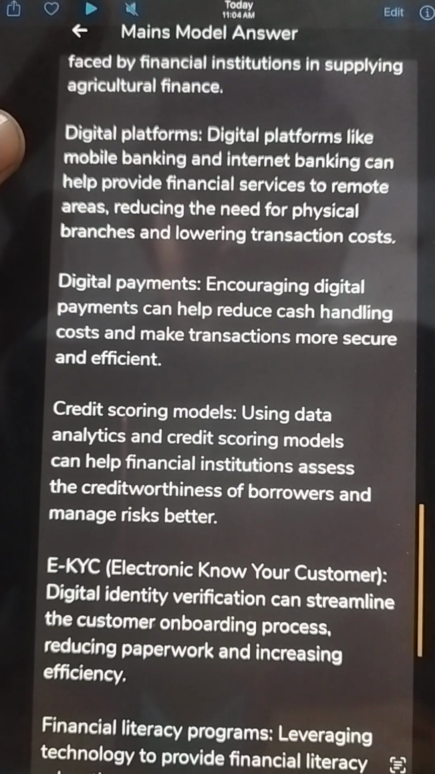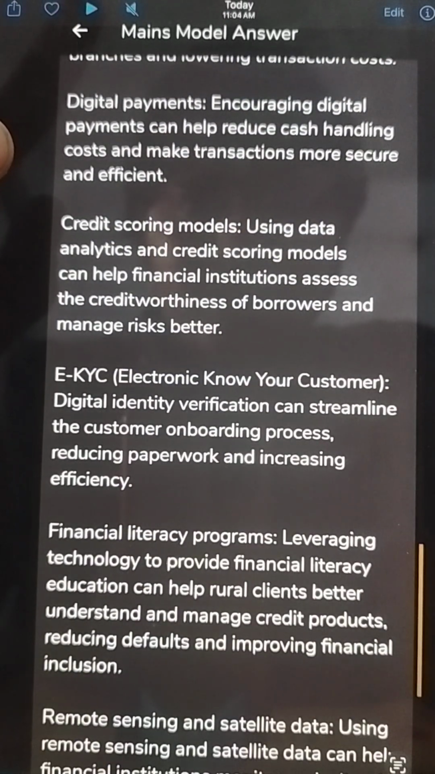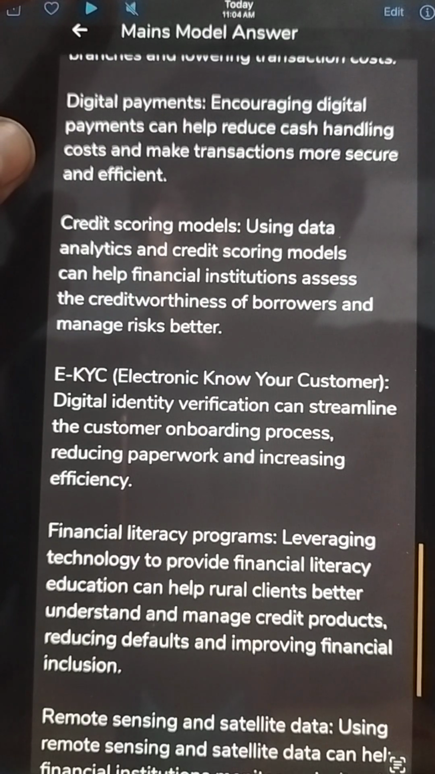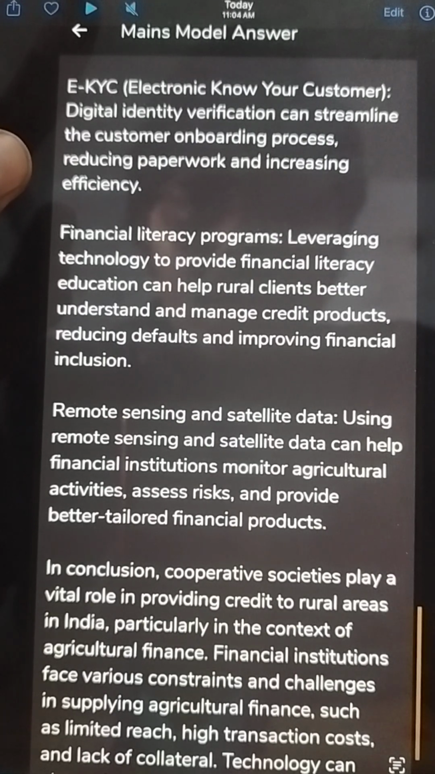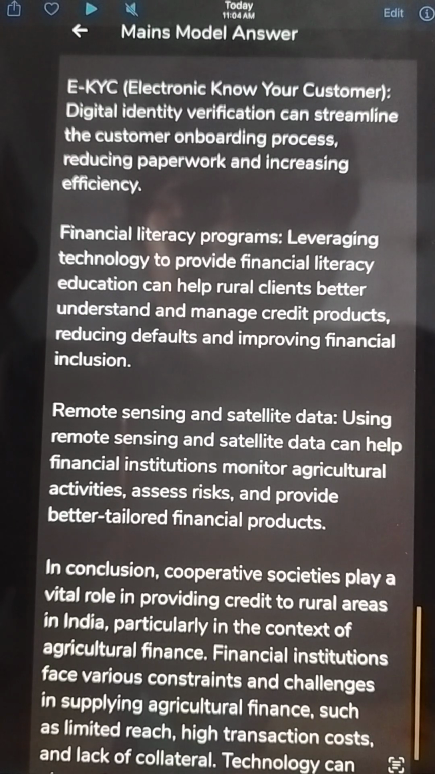Then eKYC, electronic know your customer. The digital identity verification can streamline the customer onboarding process, reduce paperwork, increasing efficiencies. Then financial literacy programs. Leveraging technology to provide financial literacy education can help rural clients better understand and manage credit products, reducing the defaults and improving financial inclusion. Then comes remote sensing and satellite data. Using remote sensing and satellite data can help the financial institutions monitor agriculture activities, assess risk, and provide better tailored financial products.